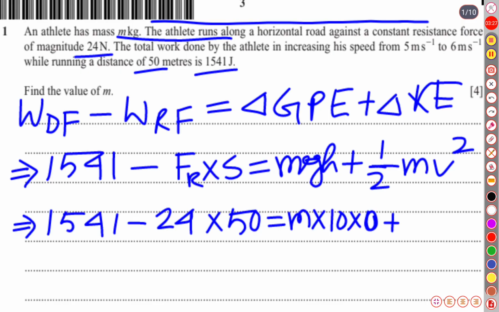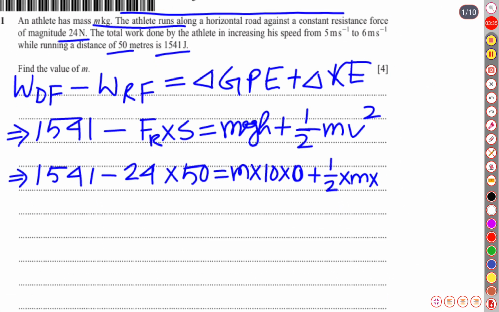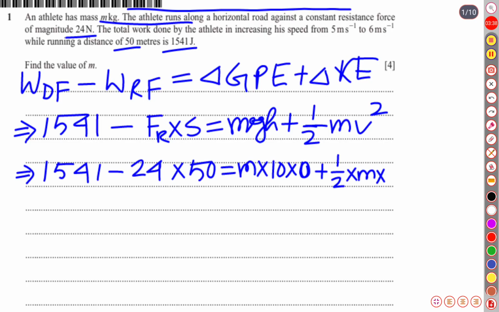Then half, mass is to be obtained, and v square means final velocity square minus initial velocity square. Let us see what was the final velocity. Final velocity was here 6 meters per second and initial velocity was 5 meters per second. So let us write the square of final velocity minus square of initial velocity. Well, let us do simplification.